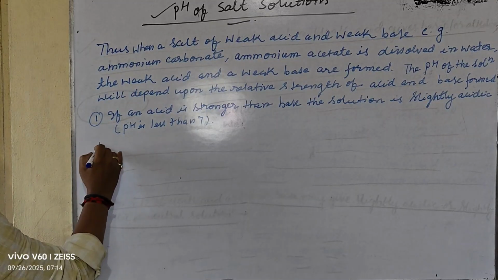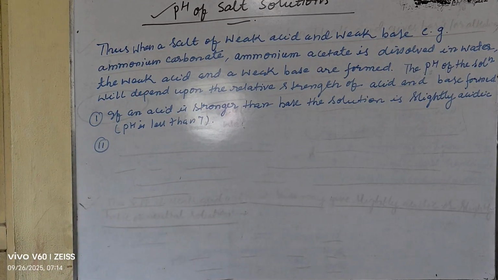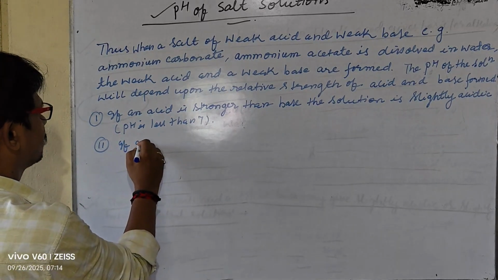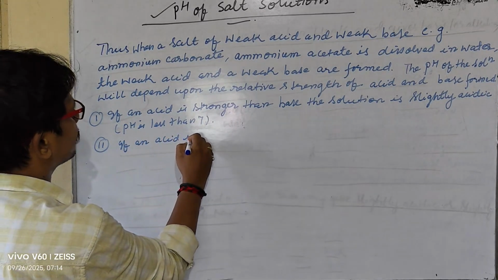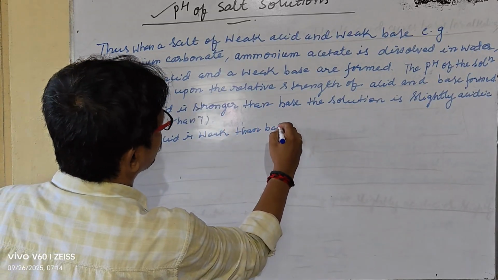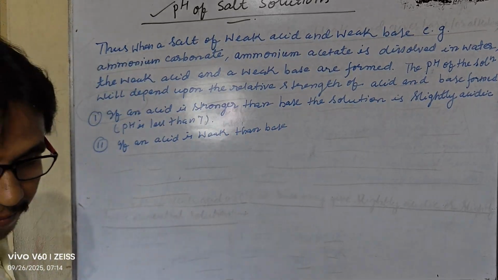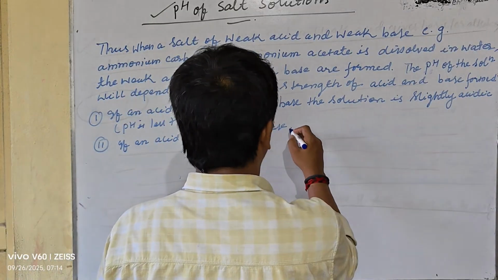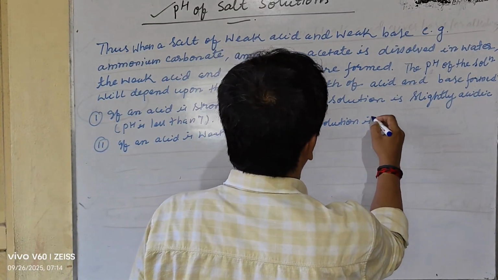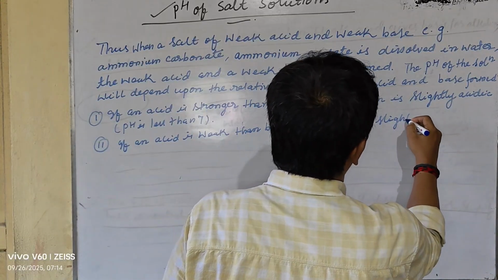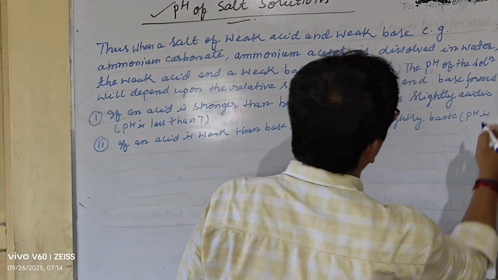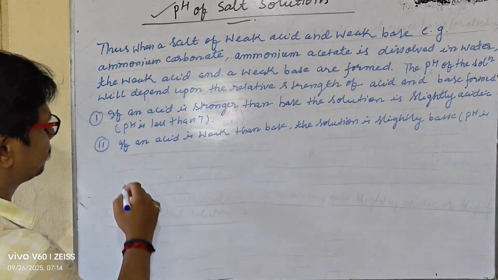Second, if the acid is weaker than the base, the solution is slightly basic. pH is more than 7.